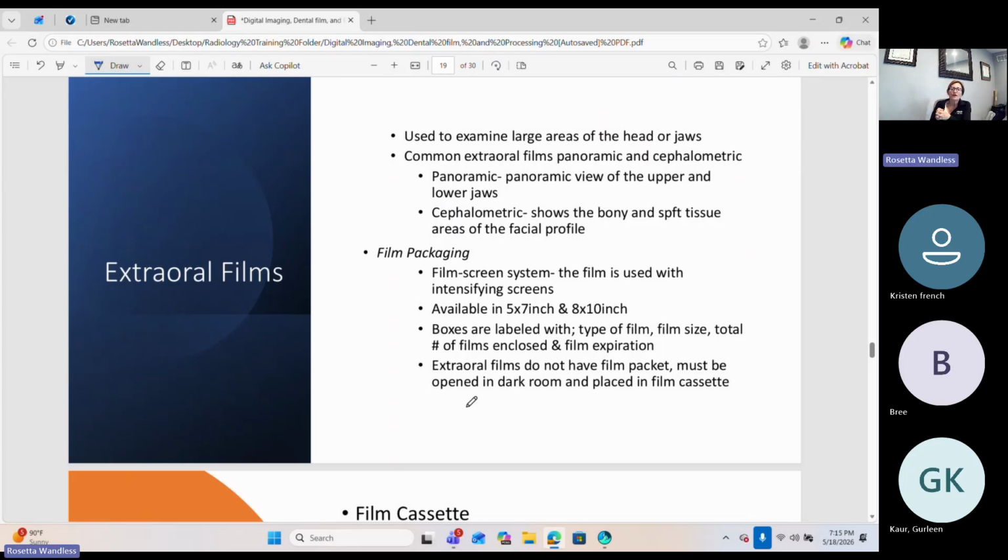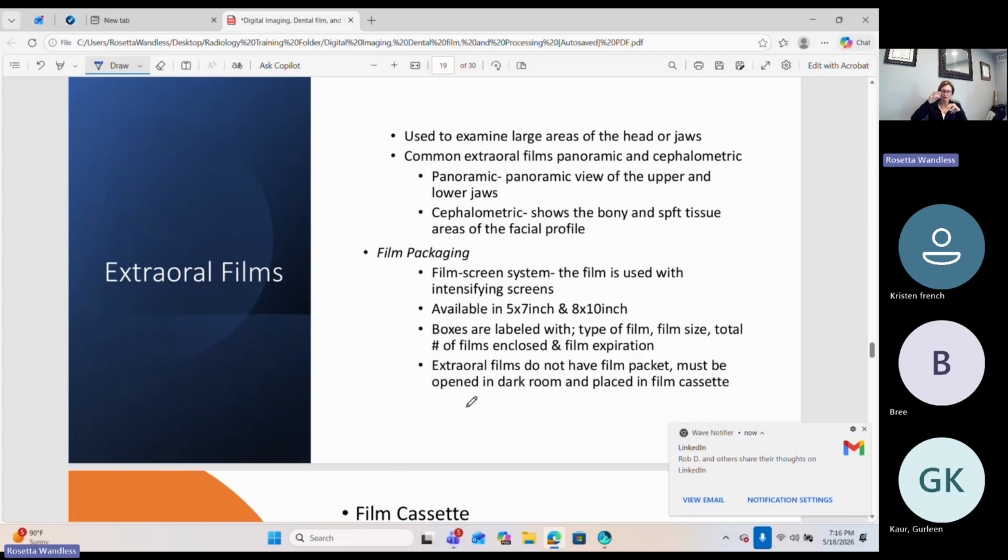Before I get into that, there are 2 sizes of film. Panoramic has one size. It's 5x7. So it's 5 wide and 7 long to capture the full jaw. And your cephalometric looks just like a picture, or a profile picture. It's an 8x10, okay? So 5x7 is your panoramic, and an 8x10 is your cephalometric, your profile picture. Those are the only 2 sizes we have.